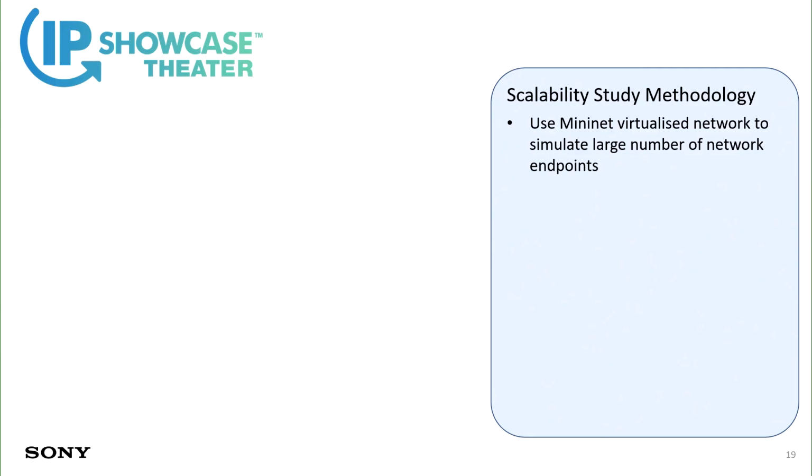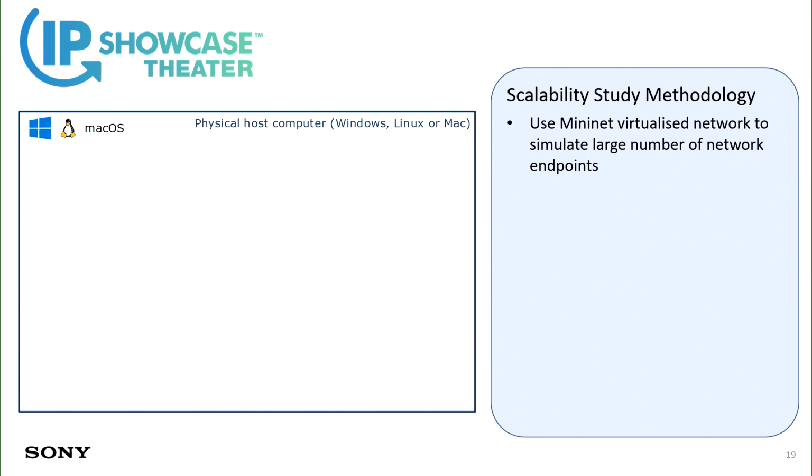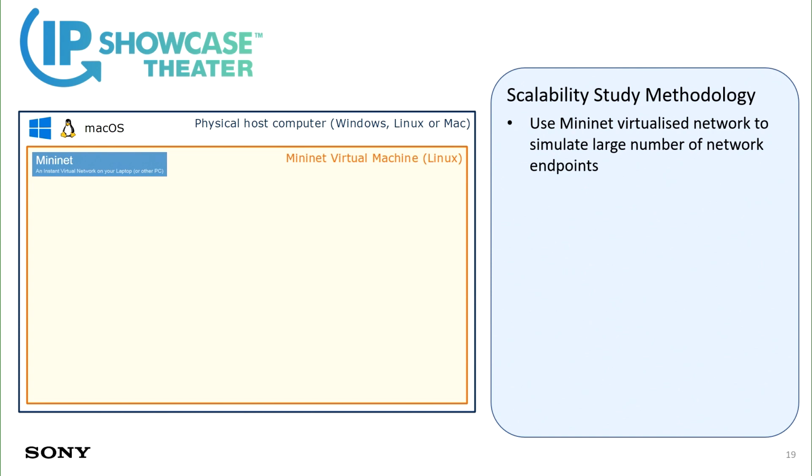So the virtualized network we chose to use is called Mininet. This is an open source virtualized network that's available to use for free, and it allows you to simulate a very large number of network endpoints with a network topology of your choice. You start off with your physical host computer. It could be Windows, Linux, or Mac. And within that, you run the Mininet virtual machine, which is Linux-based.